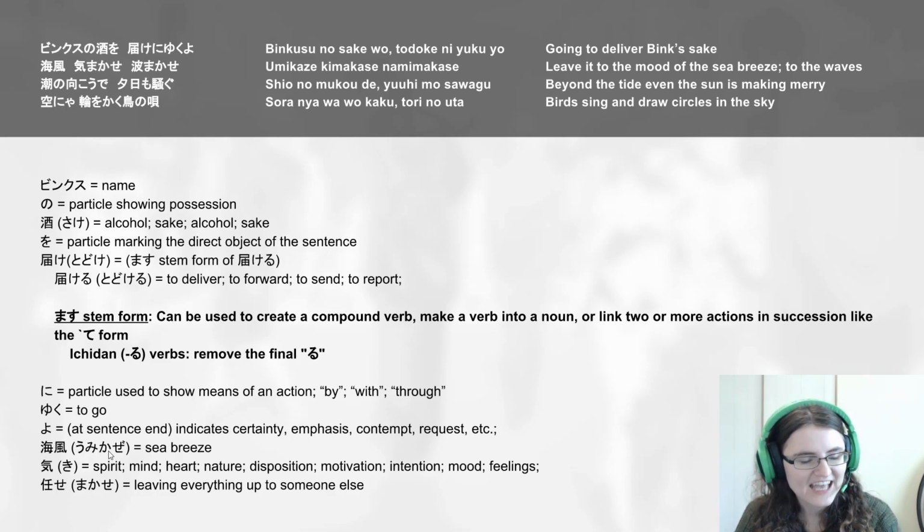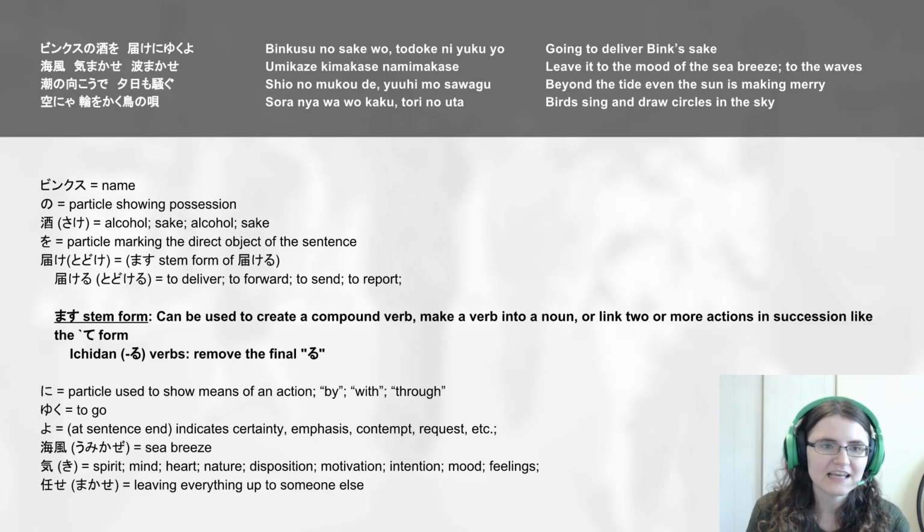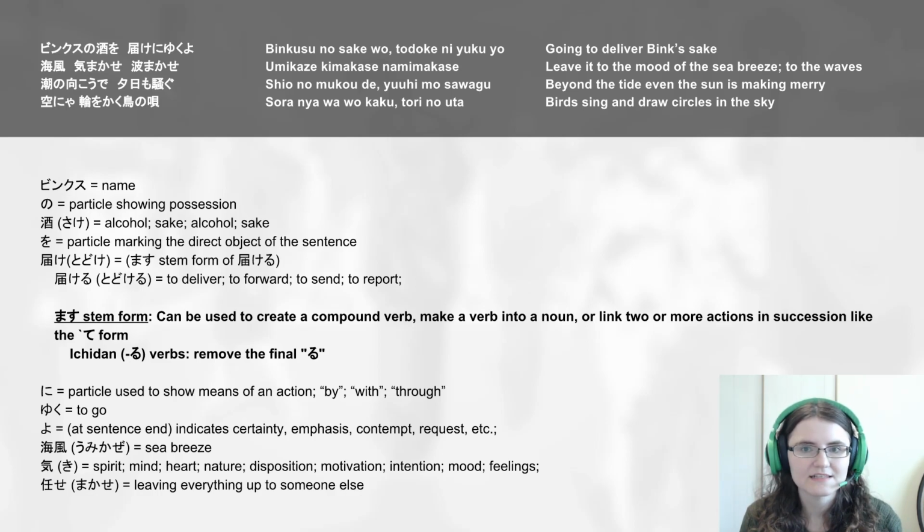And next we have umikaze, which is a sea breeze, and ki is the spirit or the mood or the disposition. So umikaze ki is the spirit of the sea breeze. Just leave it up to the mood of the breeze. And then the makase here is leave it up to it. Leave everything up to that. Leave it up to the spirit of the breeze.